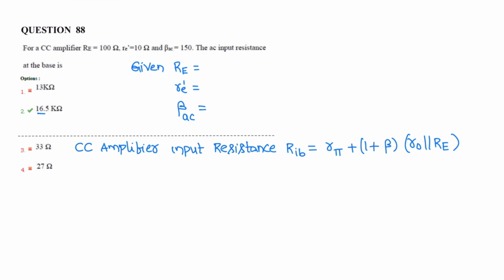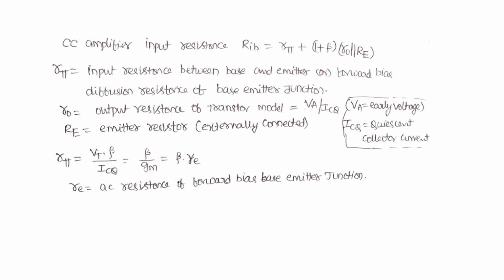Next, question number 88. Given RE is 100 ohm, small re is 10 ohms, beta AC is 150. The AC input resistance at the base is. For a CC amplifier, the input resistance RIB is equal to r pi plus (1 plus beta) times (r naught parallel to capital RE), where r pi is the input resistance between the base and the emitter, re is the forward diffusion resistance of the base emitter junction, and r naught is the output resistance of the transistor model, VA by ICQ.